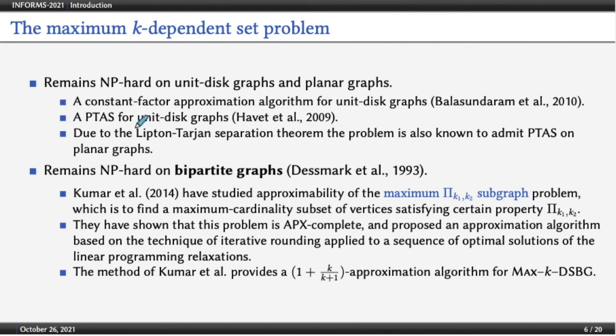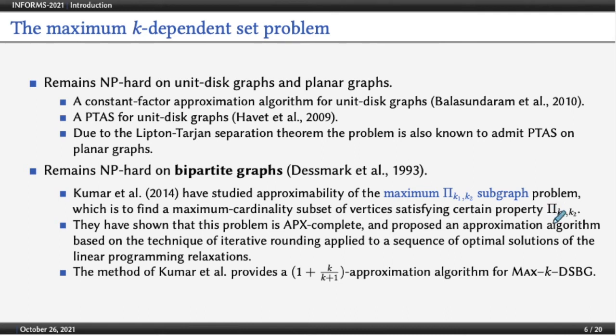In this work, we are interested in approximability of yet another hard case, which is the case of bipartite graphs. For this case, we have an approximation algorithm with the ratio of 1 plus k over k plus 1, which was proposed by Kumar and his co-authors for a more general problem known as the maximum pi k1 k2 subgraph. So this is a problem considered in bipartite graphs, where we are looking for the largest subset of vertices with no more than k1 vertices coming from one part and no more than k2 vertices coming from the other part. And the subset of vertices is supposed to satisfy a certain property pi k1 k2 in the induced subgraph.